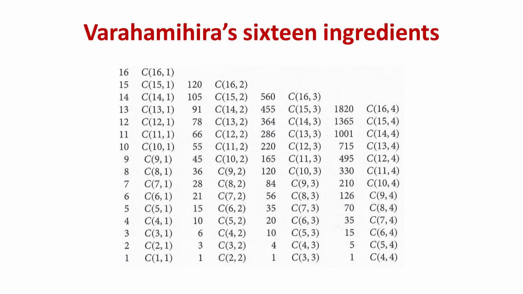And here's his table of numbers, and the important number is on the right at the top. The correct number is 1820. Clearly, he didn't list them all. He must have had some method for calculating it, but we don't know what it was.